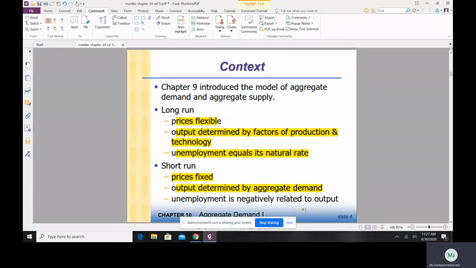If unemployment is above the natural rate, output is below its natural rate and we assume that there's going to be a recession in the economy. That is why it is written here that unemployment is negatively related to output. Obviously, when output is lower, when the economy is in recession, unemployment will be higher. When the economy is producing more, when there is an economic boom, the unemployment rate is going to be lower.